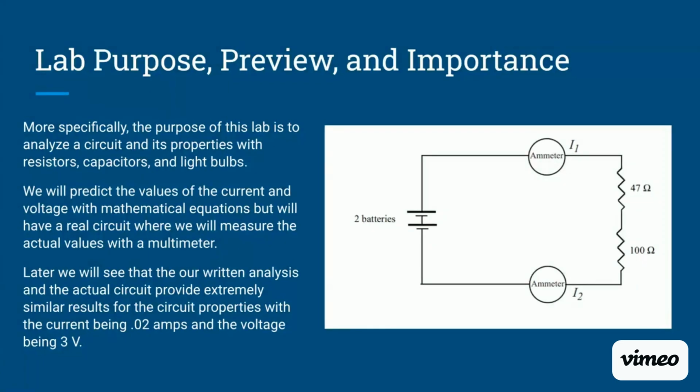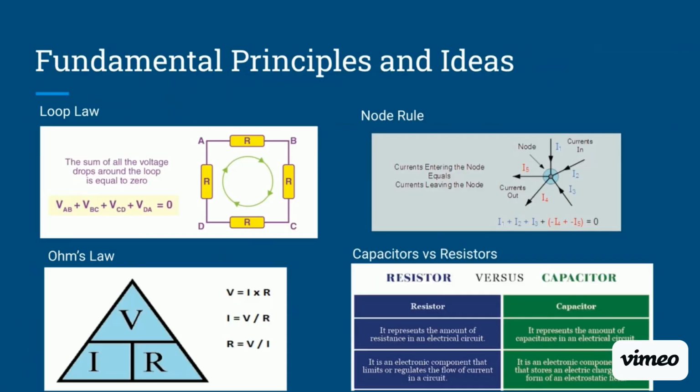Later, we'll see that the written analysis and the actual circuit provide extremely similar results for circuit properties, with the current being 0 to 0.02 amps and the voltage being 3 volts, and this is for the part 1 circuit. But before we jump straight into the lab specifics, I think it's important to understand some of the crucial physics principles and ideas utilized in this lab.